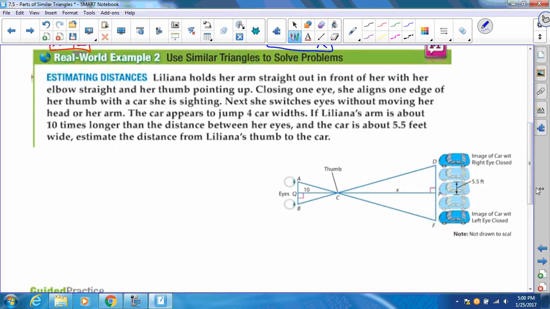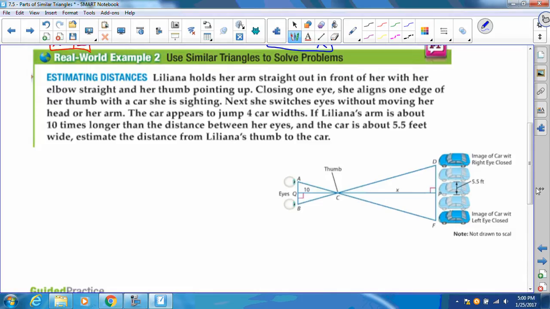Okay, now we're going to look at some word problems where you would have to set up the picture. The first one I have done for you so you can see what this would look like. So it says, Liliana holds her arm straight out in front of her with her elbows straight and her thumb pointing up. Closing one eye, she aligns one edge of her thumb with a car she is sighting. Next, she switches eyes without moving her head or her arm. The car appears to jump 4 car widths. If Liliana's arm is about 10 times longer than the distance between her eyes, and the car is about 5.5 feet wide, estimate the distance from Liliana's thumb to the car.